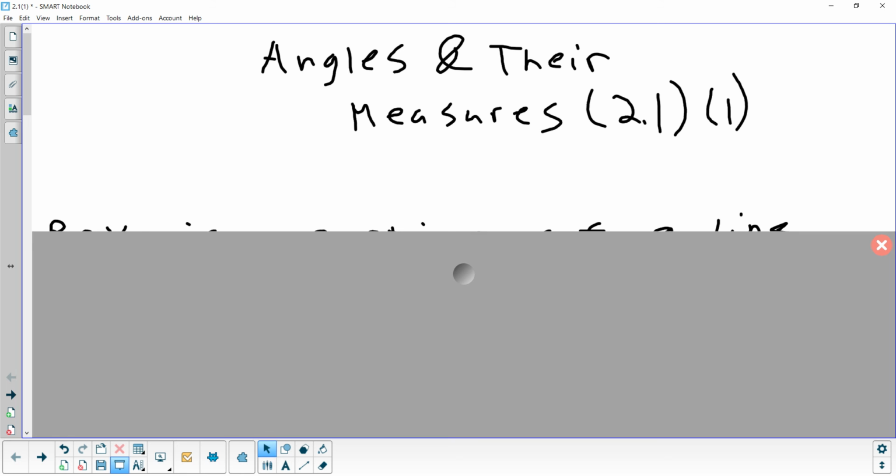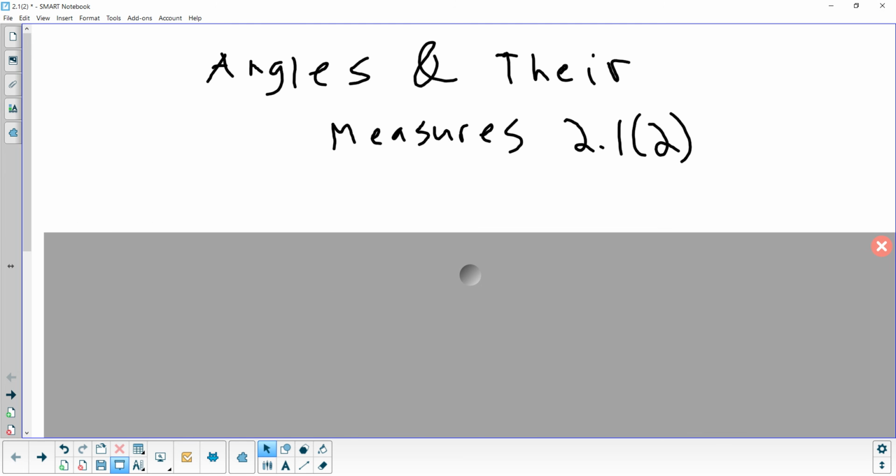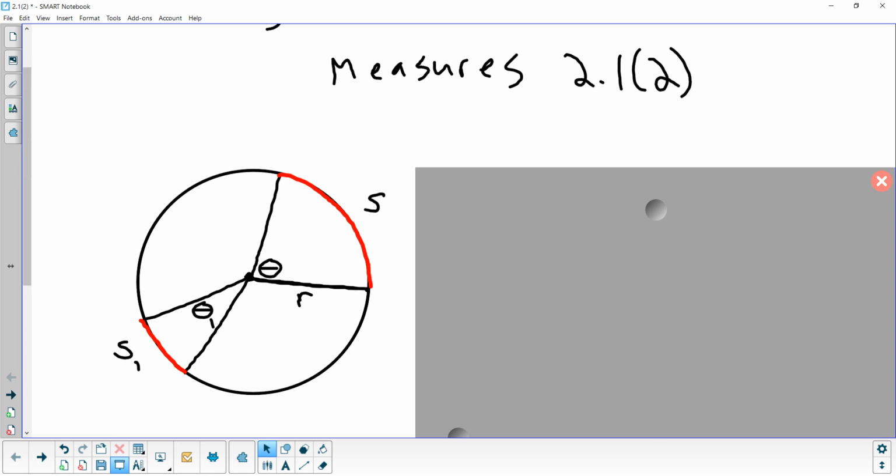So let me. So there we go. Part two, not part one. So I'm going to start out just by looking at this diagram. Right, and just to simplify it a little bit, that's all you really need to draw for now. Okay, you've got a circle. And inside that circle, I have two angles.